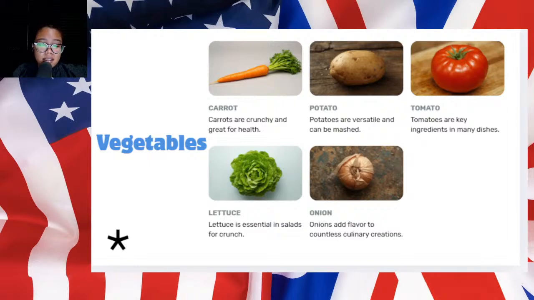Anyway, that is the onion. So we associate words like layers, bulb, flavor. So that is vegetable.